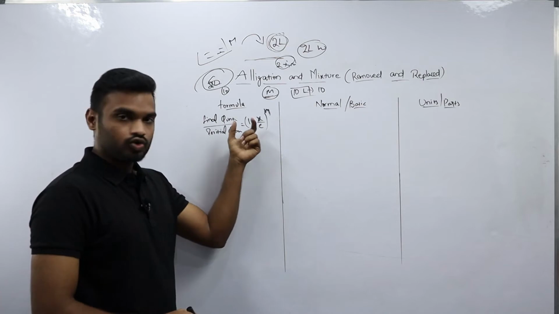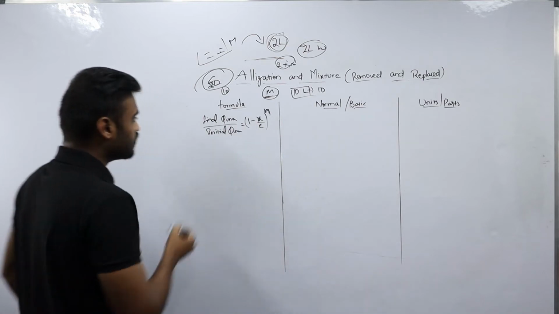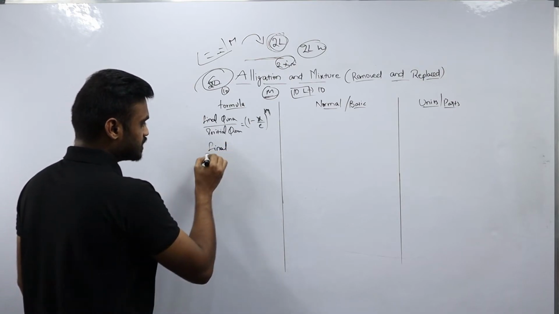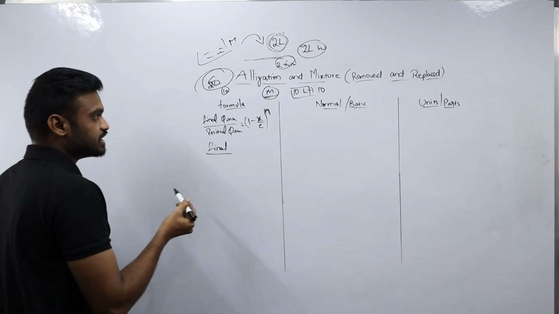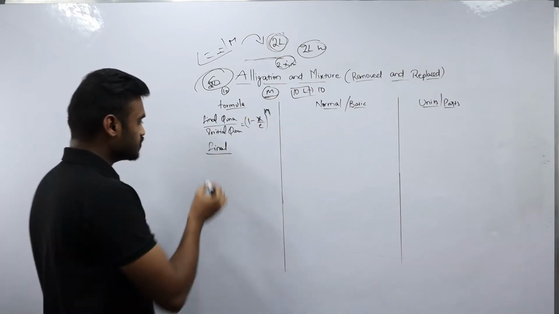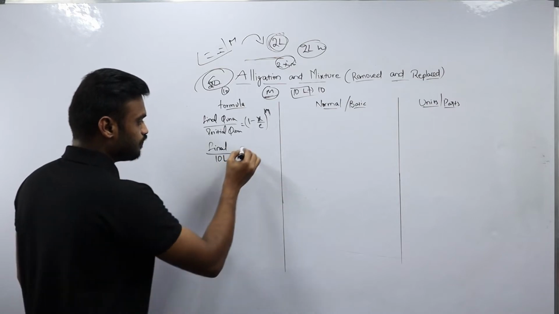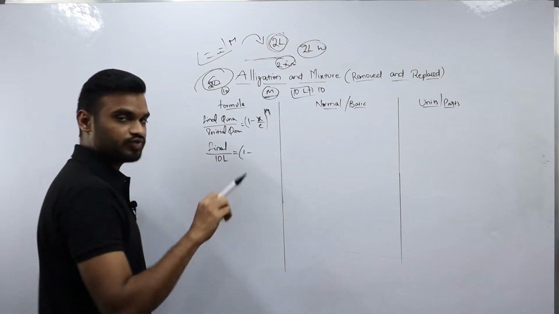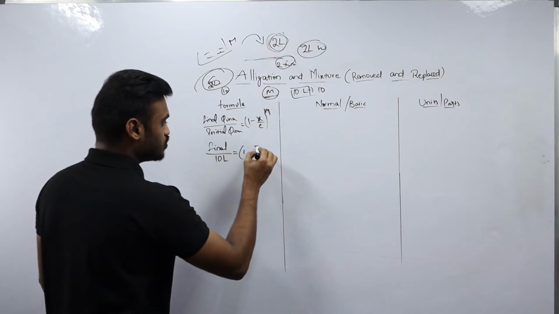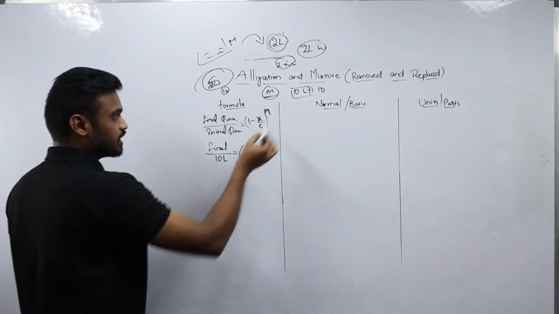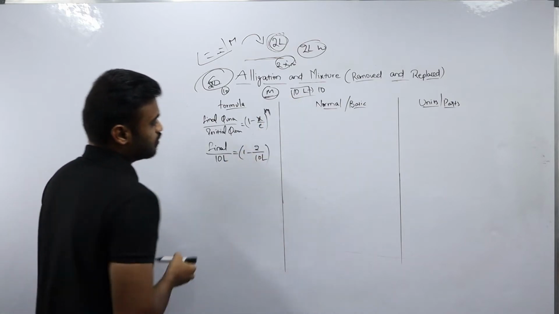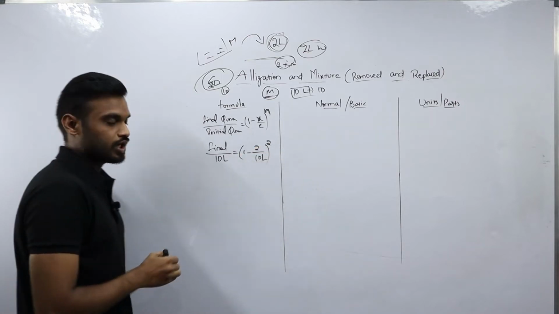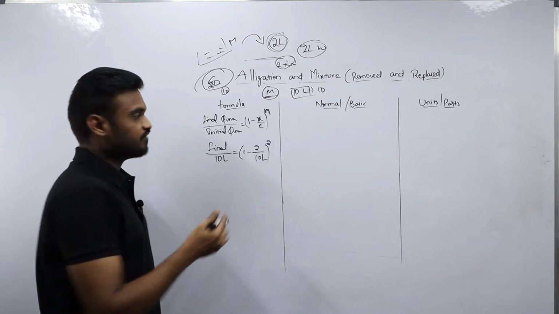Now let's see how to solve the problem using this formula. We need to find the final quantity of milk. I am keeping final as it is. The initial quantity is 10 liters of milk, so final equals 10 into (1 minus x by c). X is the quantity we are taking out, that is 2 liters, and c is the total quantity, that is 10 liters, whole power n. N is how many times we are doing it, that is 2 times.